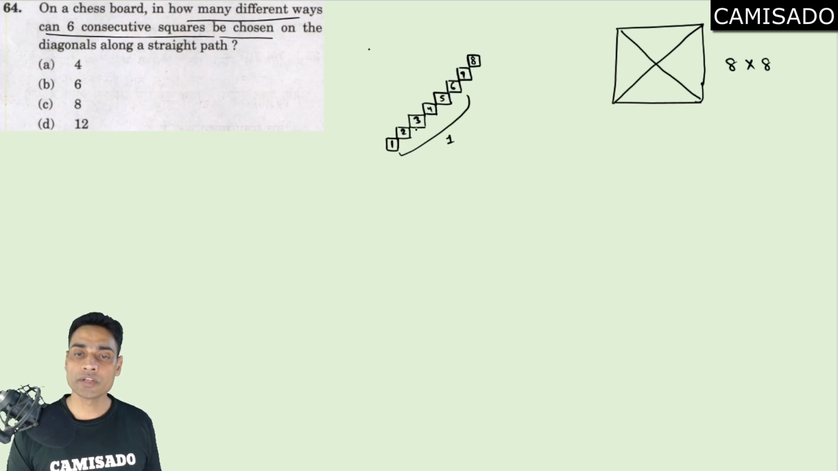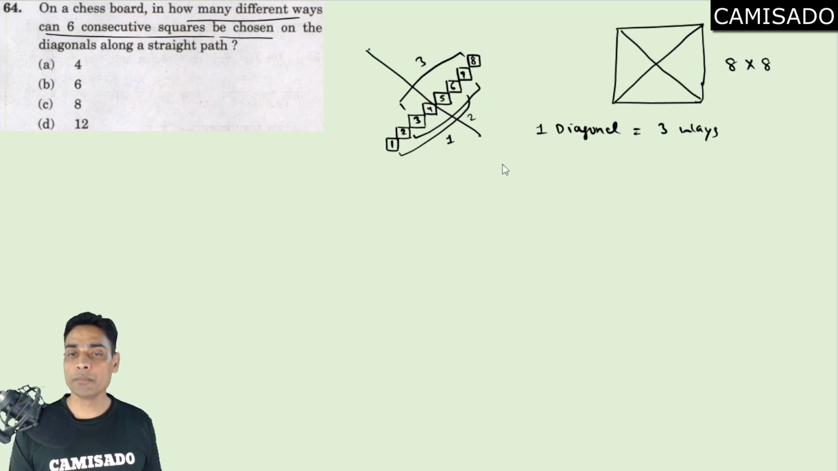One way is this, then another way is from 2 to again 6 boxes, second way, and last one is from here to here, 3. So 3 on the first diagonal, we have 3 ways. Now similarly, when we make these boxes on the second diagonal also, we will get 3 ways of getting 6 consecutive squares. So ultimately, how many ways are there combining both the diagonals on the straight path? 6 ways. 3 plus 3, 6 ways is the right answer.